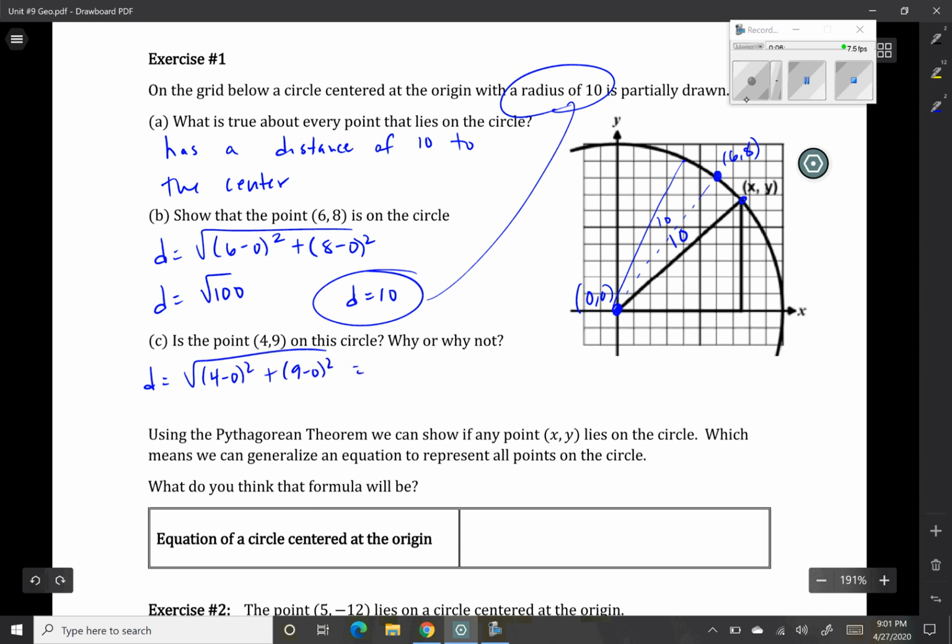Well, if I do that, I'm going to get the square root of 97. The square root of 97 is not 10, so (4, 9) is not on the circle.